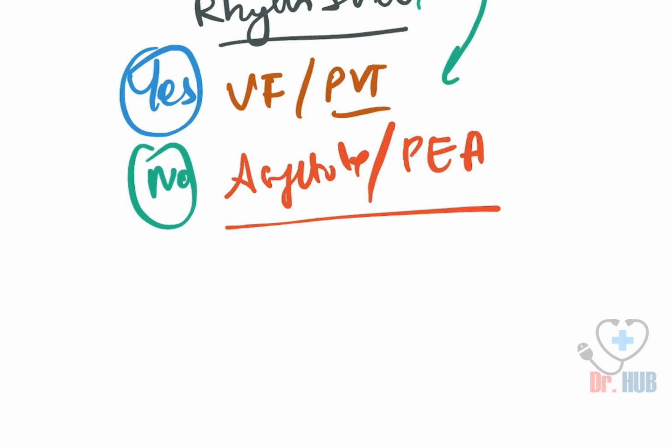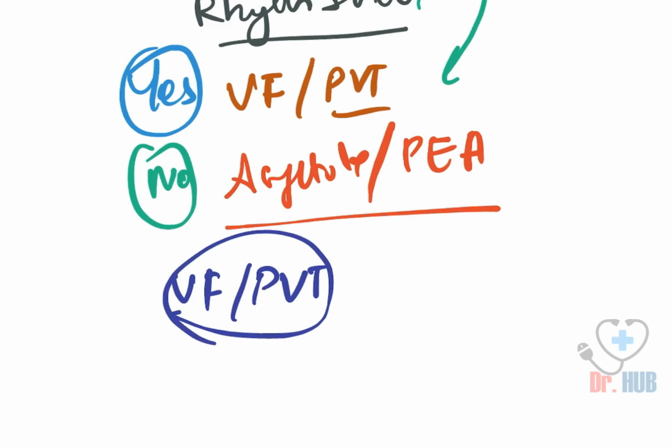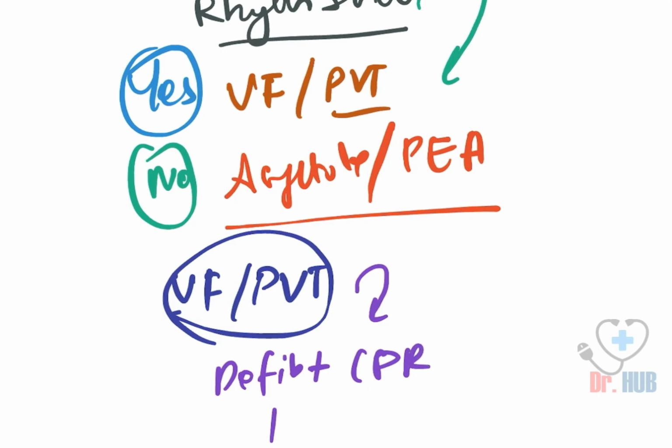Then we move on to the next question, that is, what happens in a case of VF or PVT? How do we manage? To quickly run through, first we defibrillate, and along with that CPR is given for 2 minutes, along with the intravenous or intraosseous access. And then the important point being, we check for the ROSC.